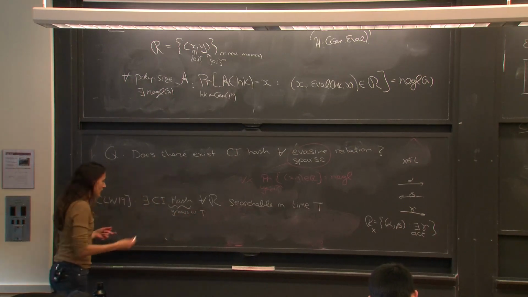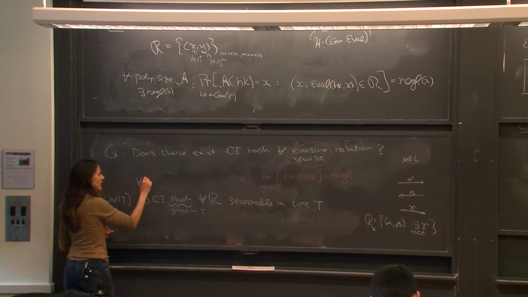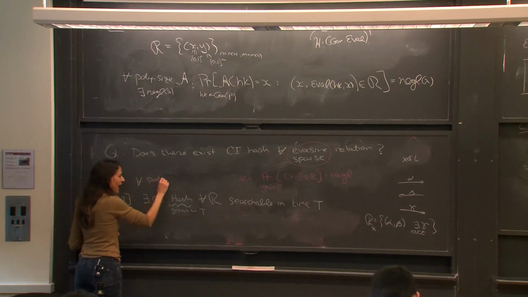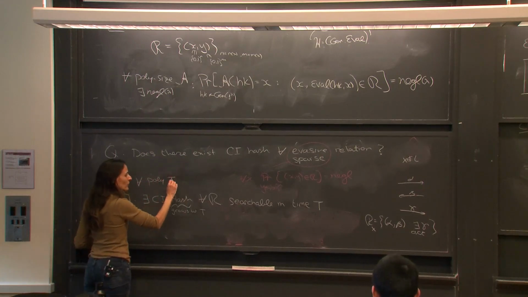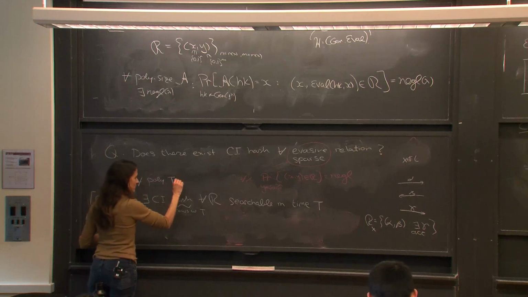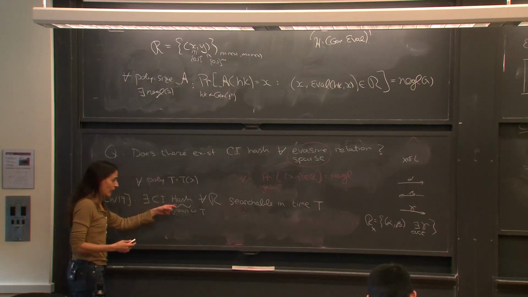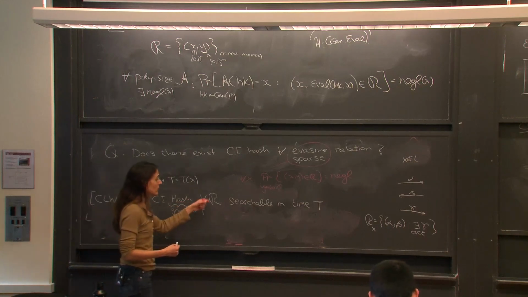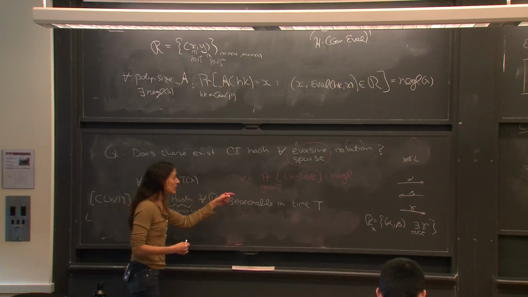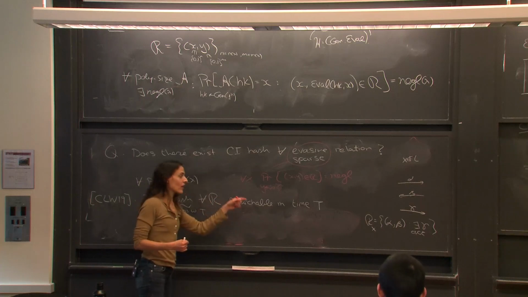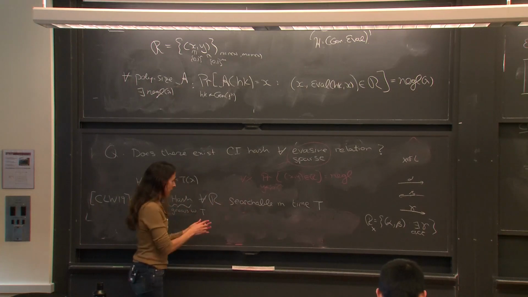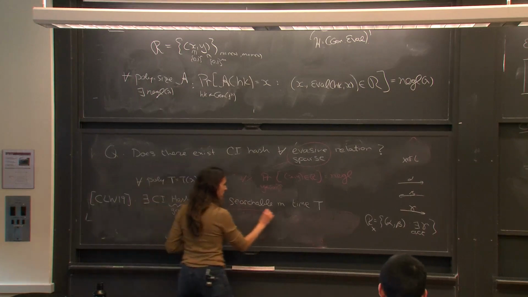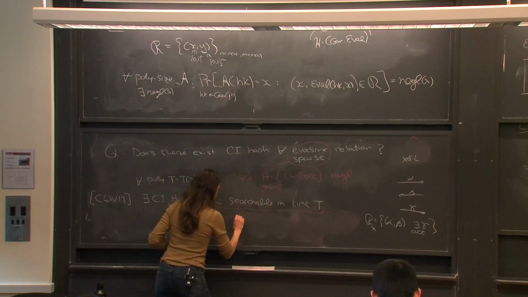So essentially what they say is, for every polynomial t, because the hash grows with t, there exists a hash function that depends on t, and it's correlation intractable with respect to all relations that are searchable in time t.